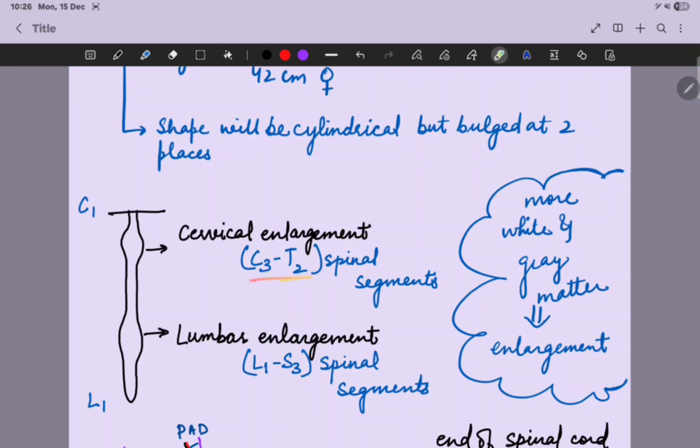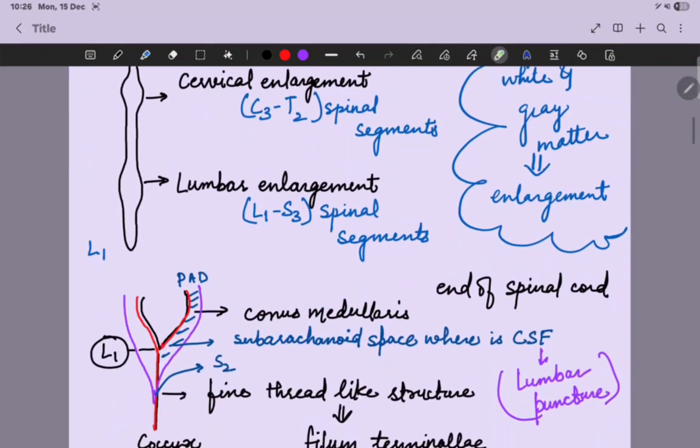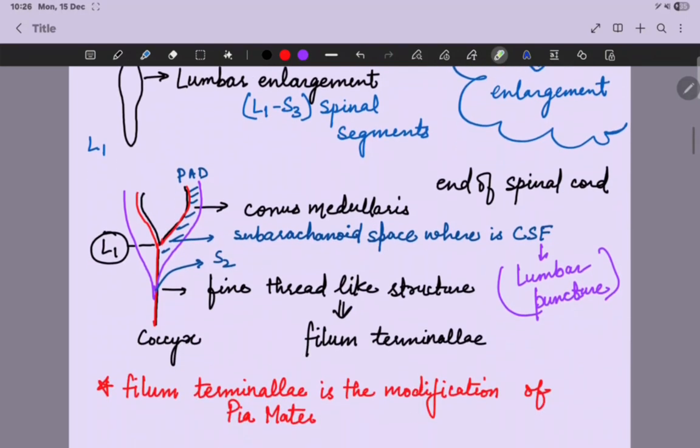Its extent is from the C3 to T2 spinal segments, and the lumbar enlargement is about L1 to S3 spinal segments. These enlargements are basically because of more deposition of white and gray matter at those places, and it leads to the enlargement here. And there is an increased number of motor and sensory neurons specifically at these points.